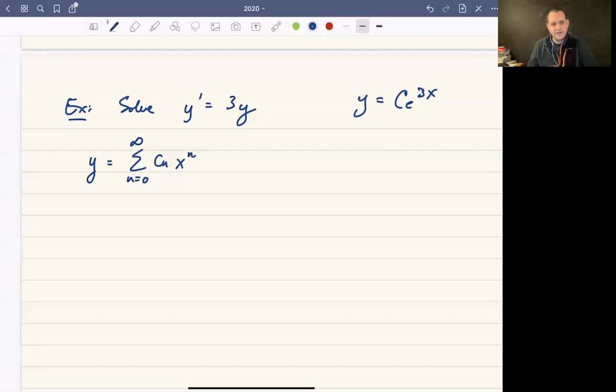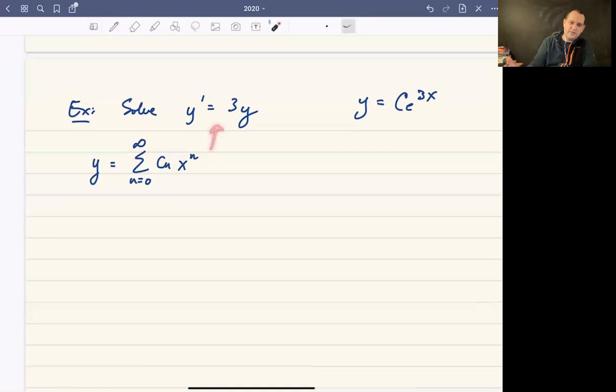So I'm going to write y as the sum from n equals 0 to infinity of c sub n x to the n. And we're going to figure out what sequence c sub n will give us a function that satisfies this differential equation. So we need to compute y prime. We're just going to assume that everything is nice. We're working inside the interval of convergence, so we can just differentiate term by term.